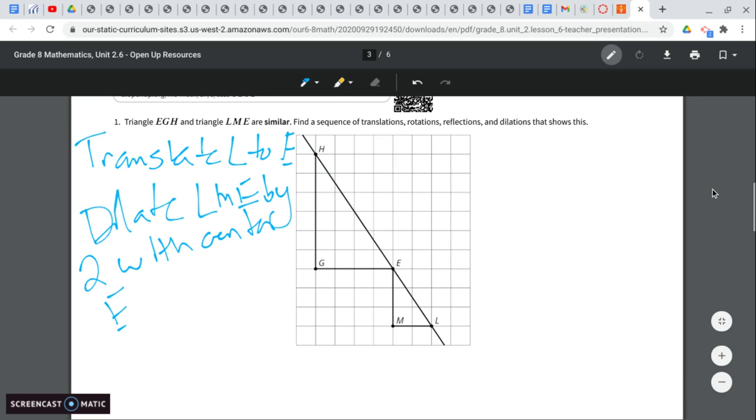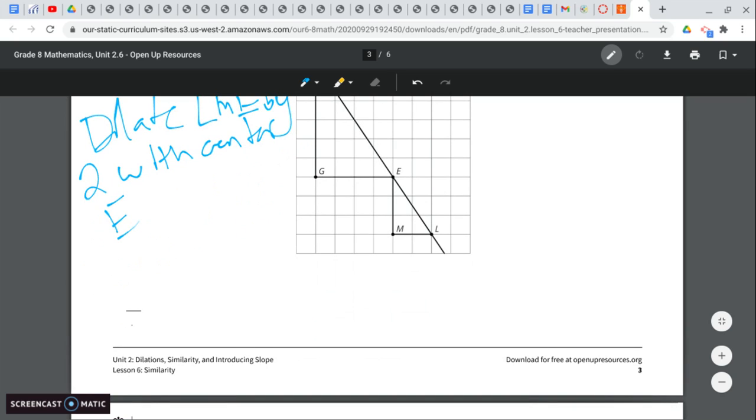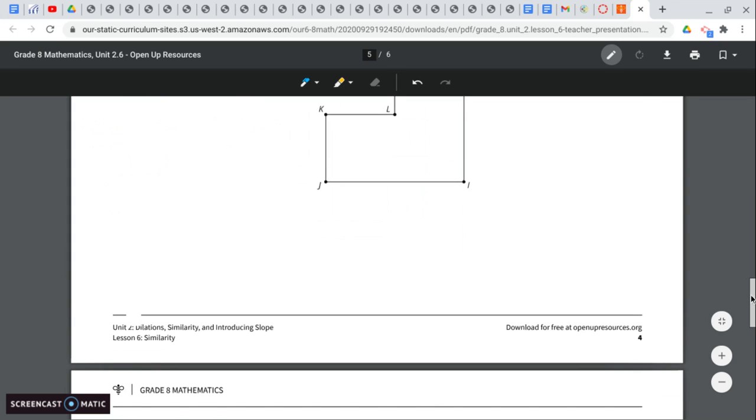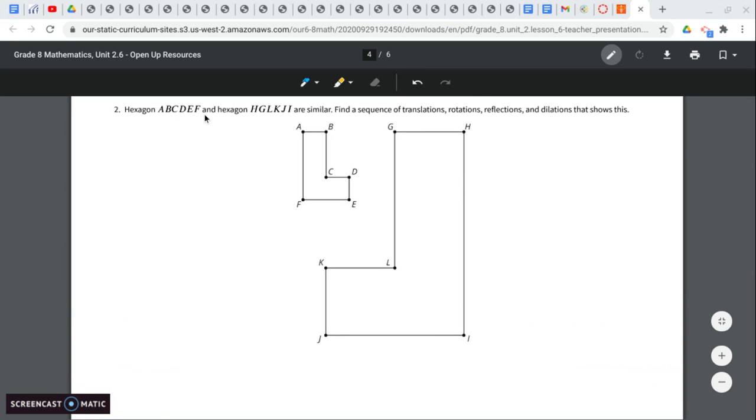So our next one is we have a hexagon A, B, C, D, E, F, and hexagon H, G, L, K, J, I, and they're similar. What we want to do is find a sequence of translations, rotations, reflections, and dilations that show this. So once again, there are multiple ways that we can do this. There's not just one set way that we have to do this.